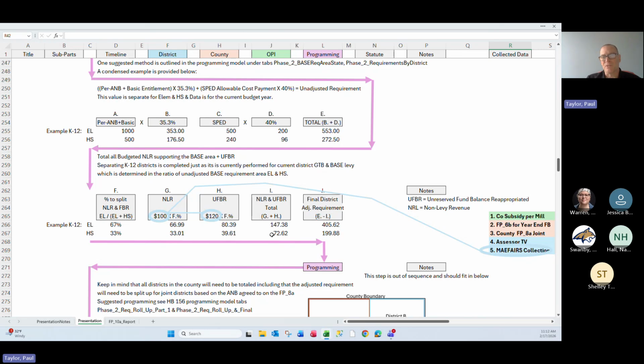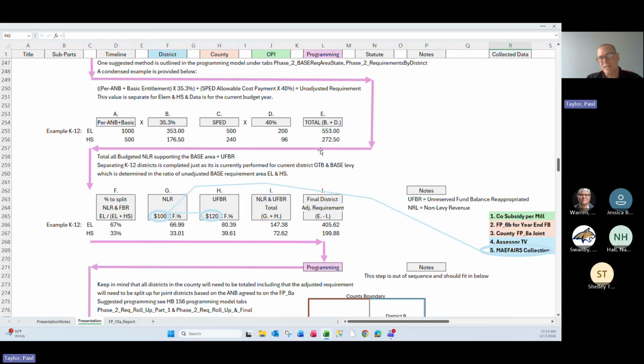The reason I have to do something to split them up is because I have to apply the proper portions to the elementary and to the high school when it's a K-12 school district. We don't collect non-levy revenues and unreserved fund balance reappropriated by level. We collect it by district. So what does that mean? What do I do with these two values?